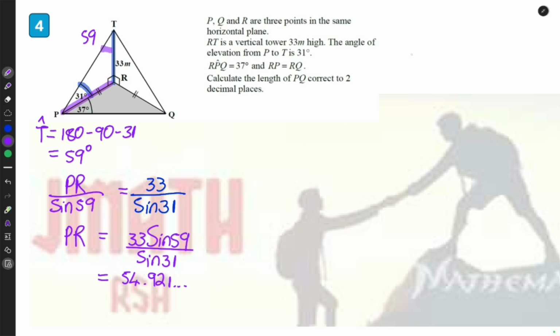So those lines indicate that the 2 sides are the same, but it also tells me that the 2 angles are the same. So Q is also 37 degrees, and that would help me to figure out what is angle PRQ. So let's do that.